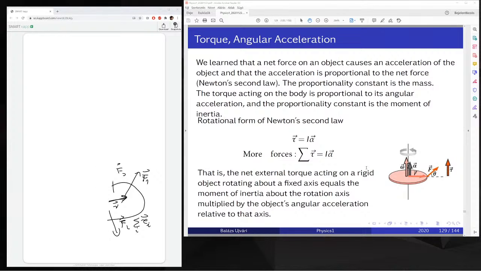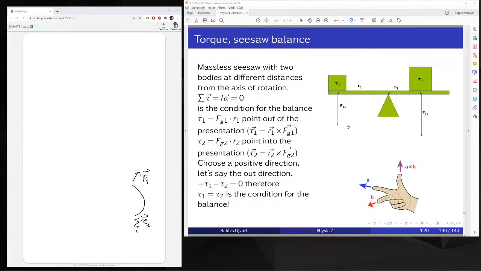The easiest example is the balanced seesaw. So, if this is massless, and we put an M1 here and an M2 here, this is the origin of the coordinate system, this is the axis of the rotation, it goes through this point. Here we have a weight, G1, and here we have G2. R1, R2.